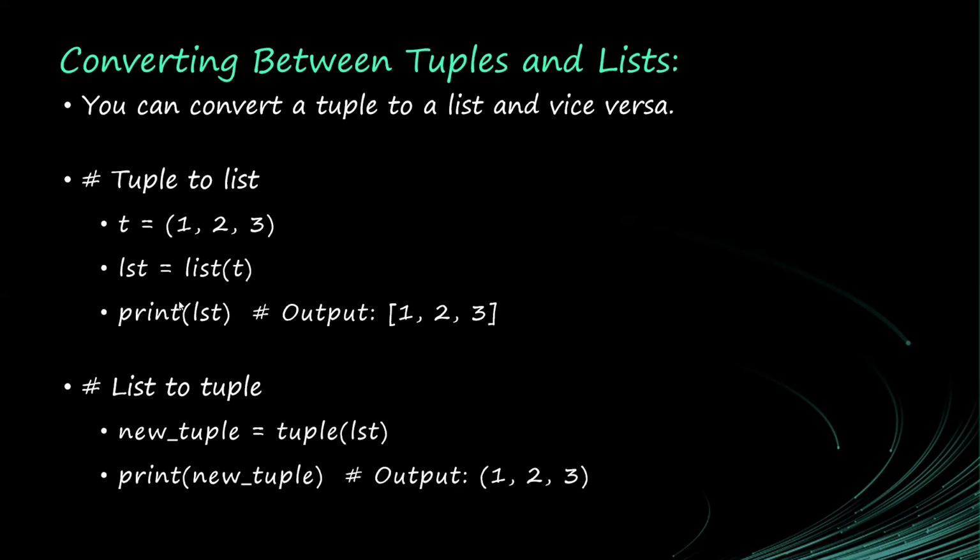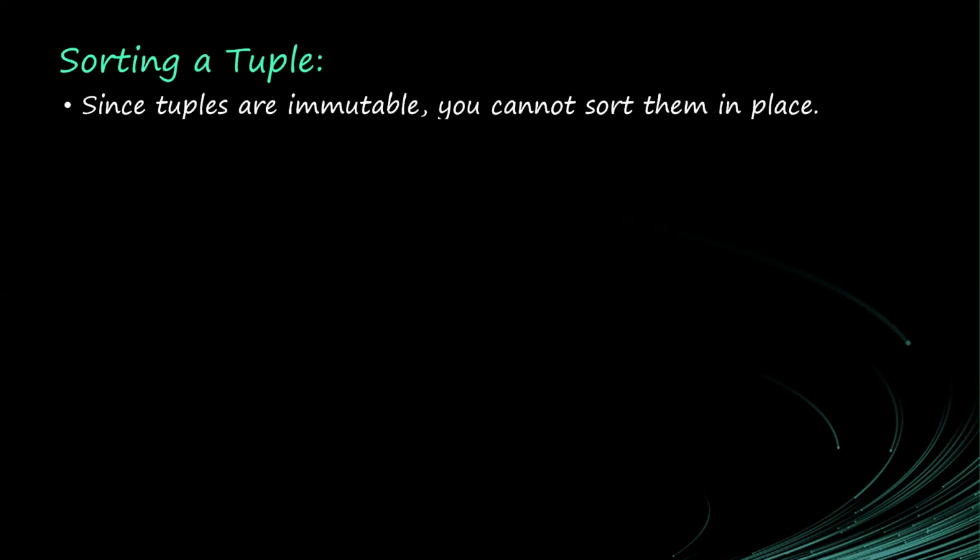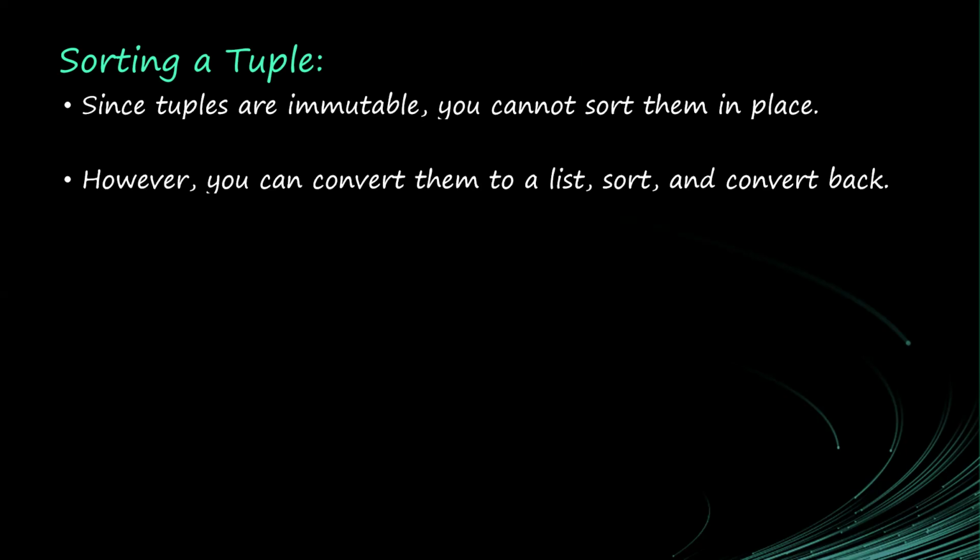So how do you sort a tuple? The way you sort a list is the way you do this. Since tuples are immutable, you cannot sort them in place, you cannot sort them directly. However, you can convert the tuple to a list using the list constructor, sort the list, and then convert it back to a tuple.